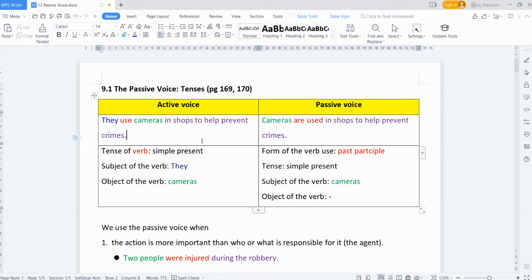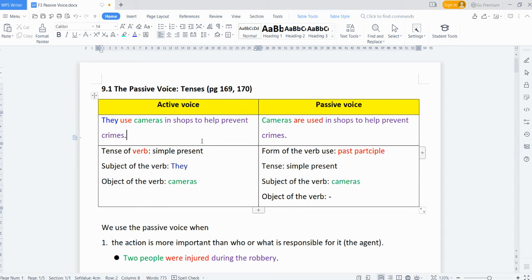Today I will explain to you the passive voice, and these notes are based on your Close Up textbook pages 169 and 170. Okay, so as you can see on the screen, there is a table and there are two columns. Column number one is active voice, column number two is passive voice. So we look at the first one, which is the active voice first.